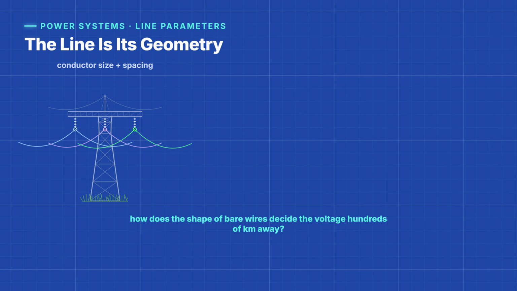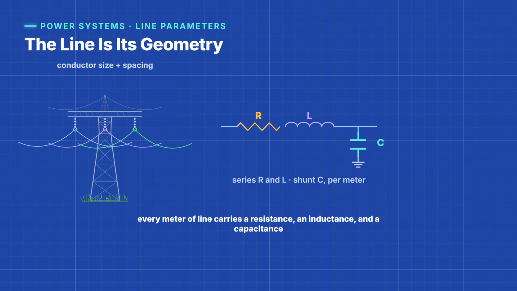Because a real line is not a perfect wire. Along every meter, it carries three hidden properties: a resistance, an inductance, and a capacitance. Together, they set how much voltage survives the trip and how much power the line can carry. And remarkably, all three come from the geometry: how thick the conductors are and how far apart they hang.